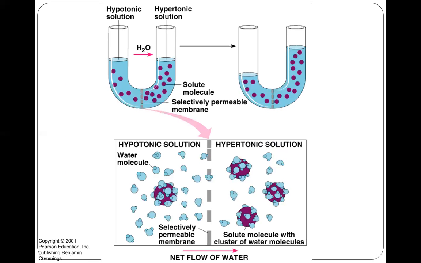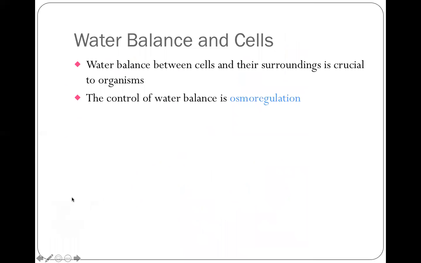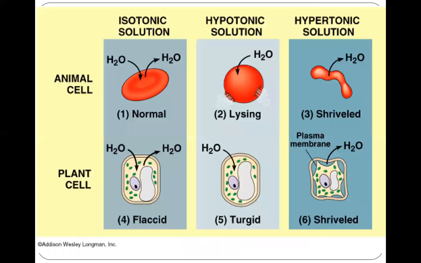Okay. This is just another pretty picture. And remember that the reason this water level is higher is because this membrane, whatever this purple substance is, cannot go through the membrane, so the water travels through it. So this is actually an example of osmosis. Okay. Water balance between cells and the surroundings is crucial, and it is known as osmoregulation. So osmo means water, hence osmosis, and regulation means regulation.